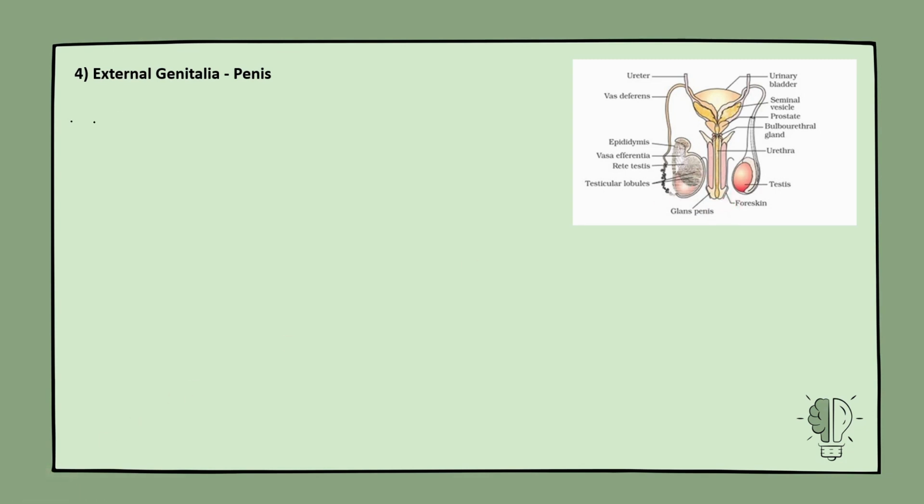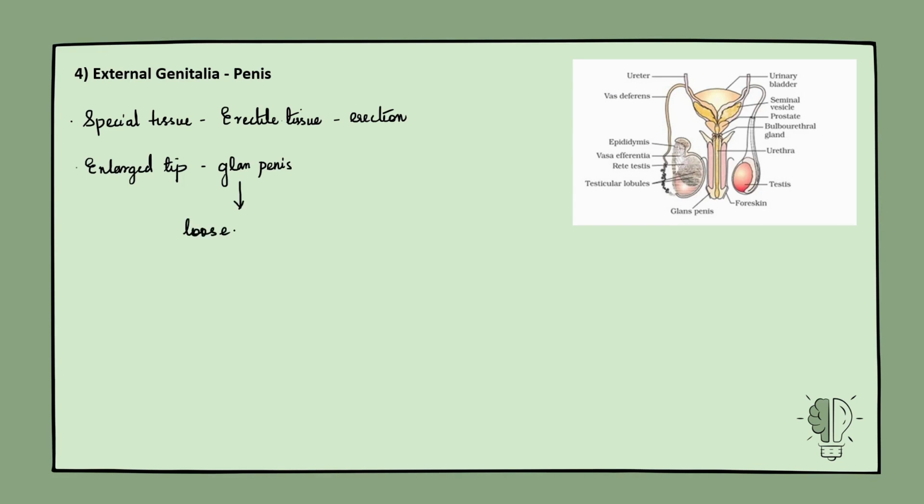All right. So the penis is made up of a special tissue called the erectile tissue that helps in the erection of the penis. The enlarged tip of the penis is called the glans penis, and the glans penis is covered with a loose fold of skin which is called the foreskin. All right.